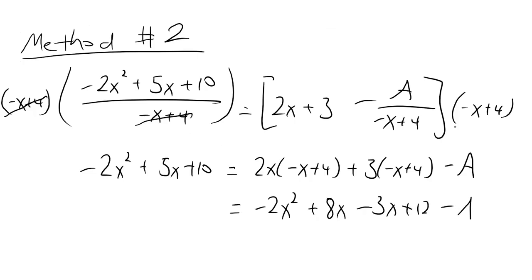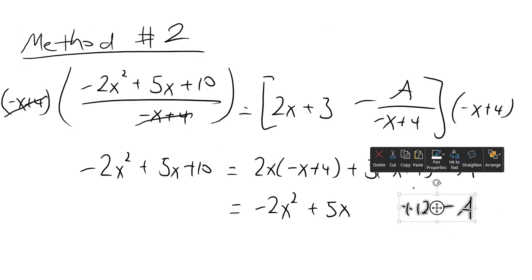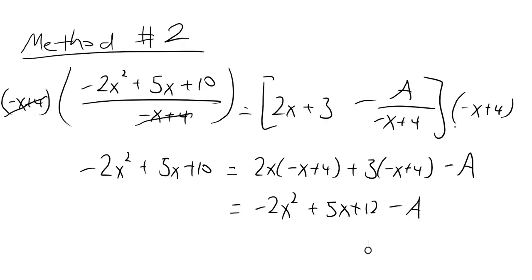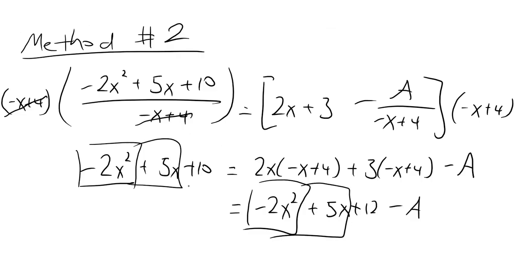Do some of these terms sound familiar from the long division? Hopefully they do. Let's combine these two like terms in the middle. That's a plus 5x. Now let's start matching terms. This term matches this term over here, and the plus 5x matches. So 10 must be 12 minus a, so a equals 2, like we said earlier in method 1. Here's method number 2.